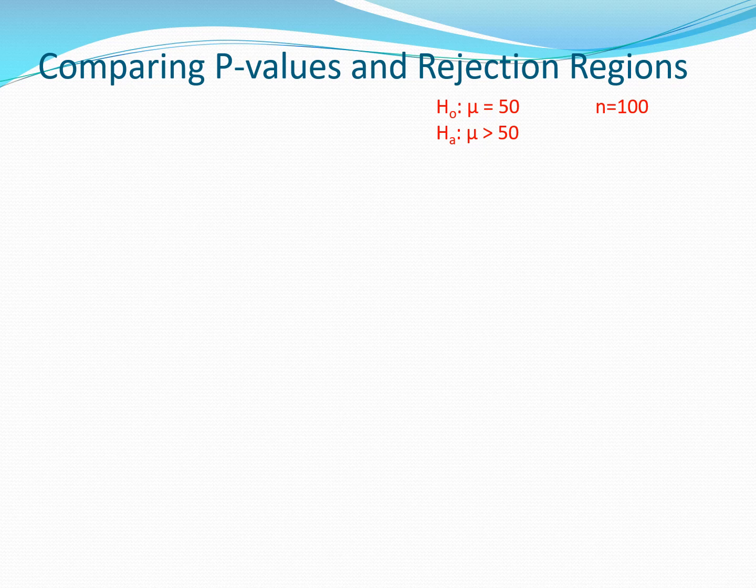There are two different techniques for making conclusions in a test of hypothesis. And I want to show you both of them on one page so you can compare them and see what's going on. So to do this, I want to have a specific example. You can see here in the upper right, I have a greater than test. We want to test mu equal to 50 versus the alternative greater than 50. And I want to work with a sample size of 100.